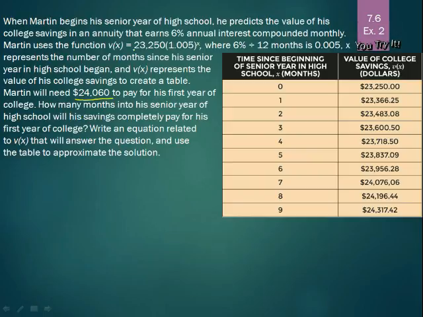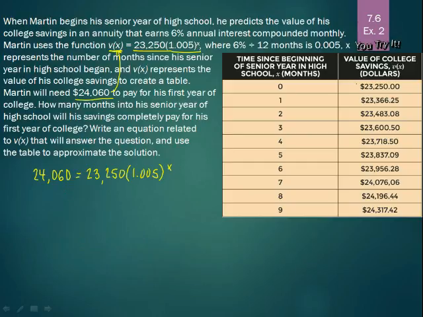And we have this equation that tells us how much he has for every month, which is our x value there. And v(x) is the amount in his college savings. So we want to know, when will v(x) equal that $24,060? We can just substitute in 24,060 for v(x) in our equation. Now we can look at our table and see, does v(x) ever equal $24,060? And if so, what's the x value there?